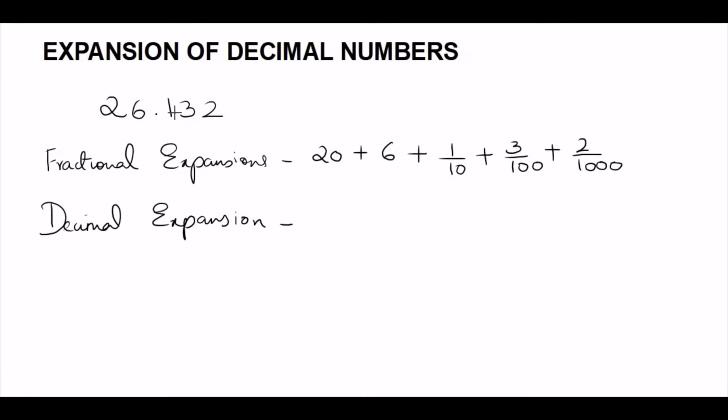So for fractional expansion, digits after the decimal point will be written as fractions. Now let's see the decimal expansion. In decimal expansion, the digits after the decimal point will be written as decimal numbers. So here the whole number part will be the same for both the fractional and decimal expansion. So here it is 20 plus 6, because 6 is in the ones place and 2 is in the tens place. So 6 into 1, that is 6, and 2 into 10, that is 20. So 20 plus 6 plus 1 is after the decimal point. So 1 is in the tenths place.